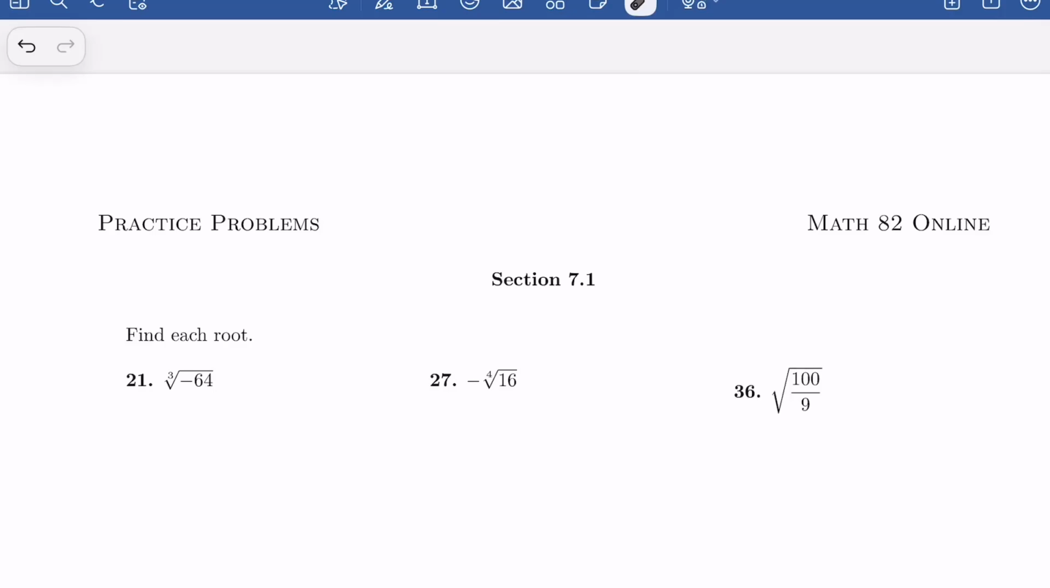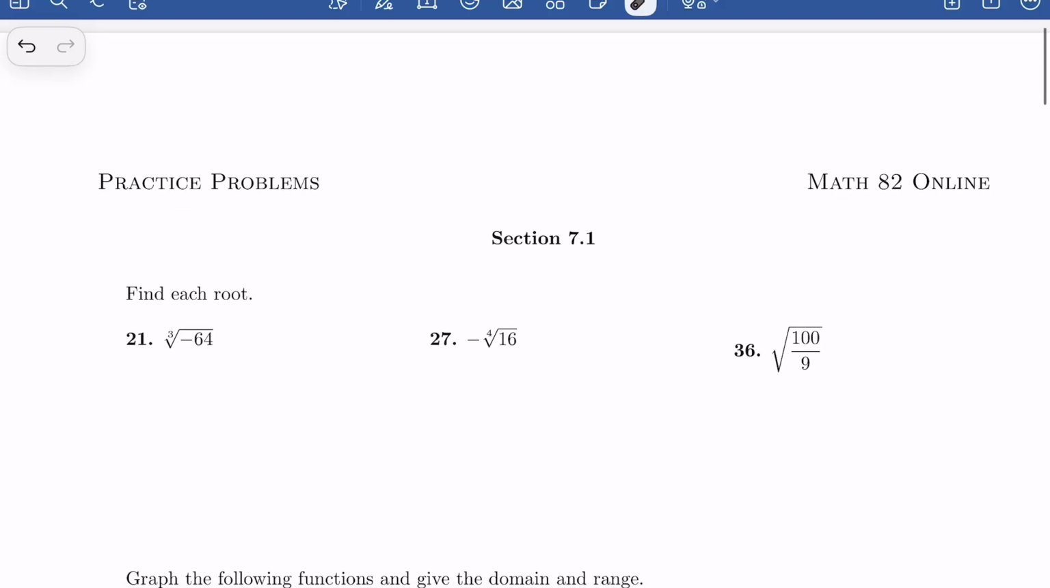In this video, we're going to go over some practice problems from Chapter 7 from our textbook. Now, in Chapter 7, we're looking at roots, radicals, and root functions. But starting with Section 7.1 here, we're going to look at radical expressions and their graphs. So for the first three examples here, we want to find each root.